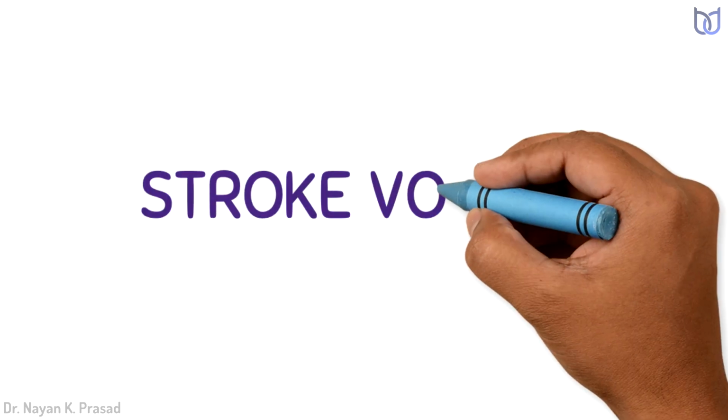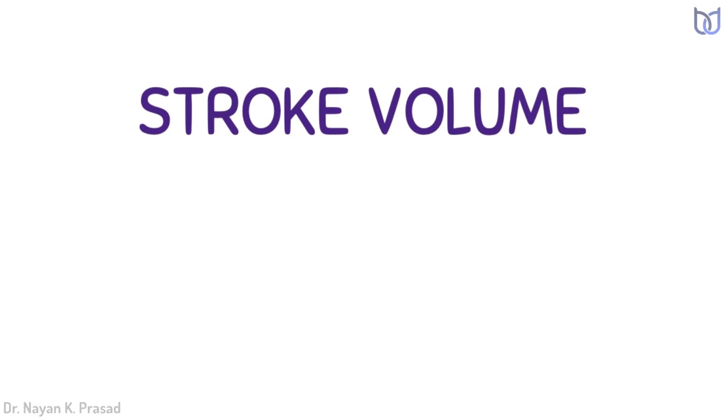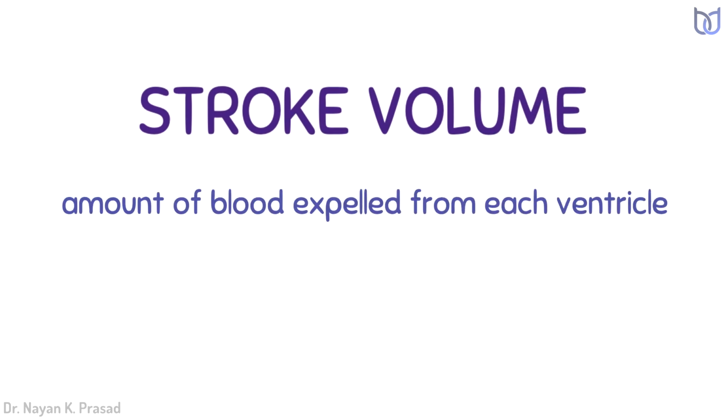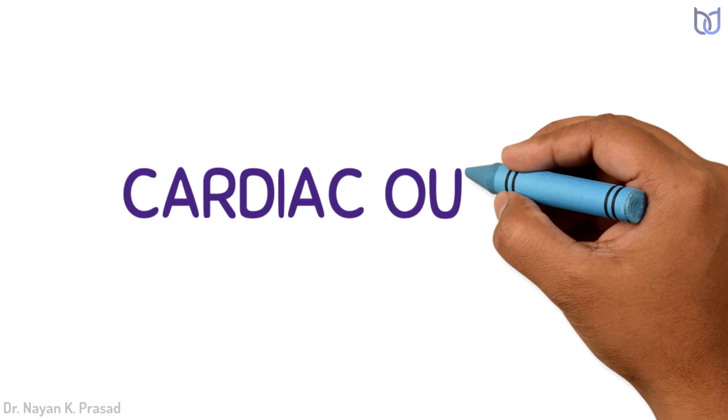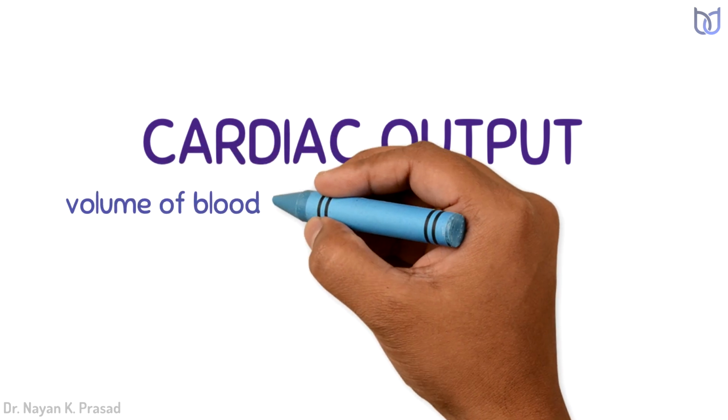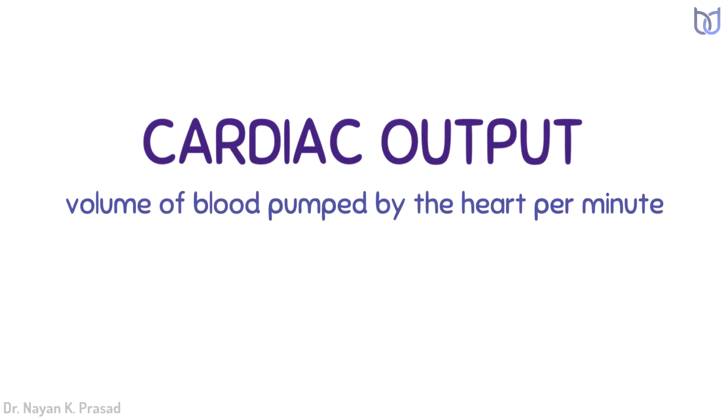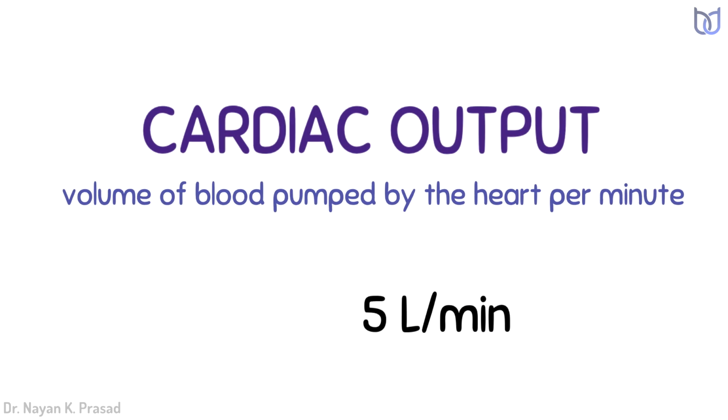Next, we have stroke volume. The stroke volume is the volume of blood expelled from each ventricle of the heart per beat. In a normal heart, it is about 70 milliliter. Cardiac output. It is the volume of blood pumped by the heart per minute. At rest, normal human cardiac output is about 5 liters per minute.